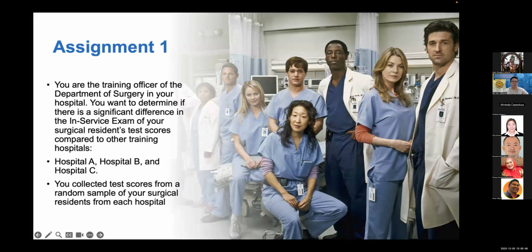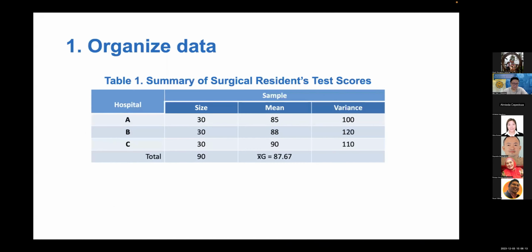So to proceed with the assignment, you are the training officer of the Department of Surgery in your hospital, and you want to determine if there's a significant difference in the in-service exam test scores of your surgical residents compared to other training hospitals, specifically Hospital A, B, and C. So you collected test scores from a random sample of your surgical residents from each hospital.